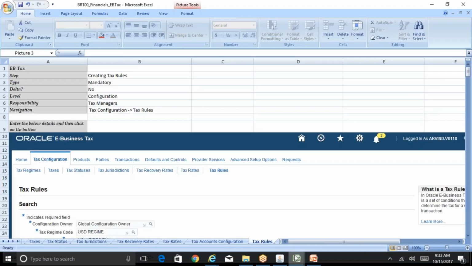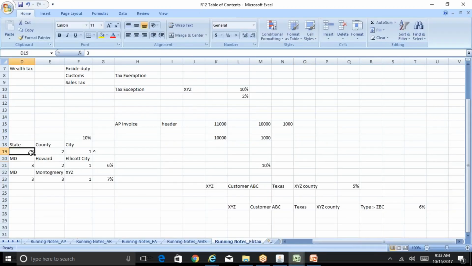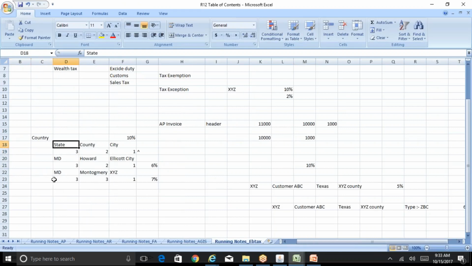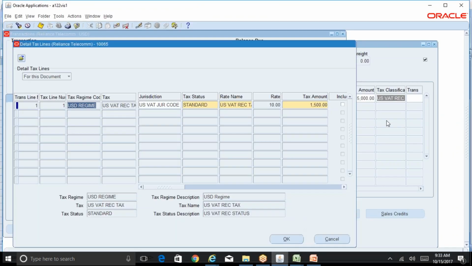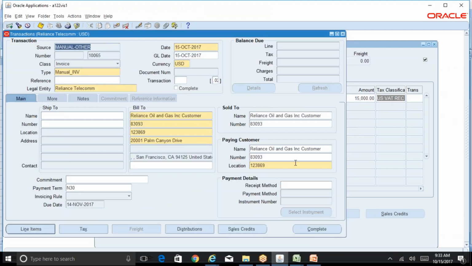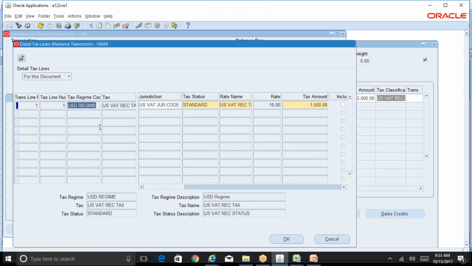If you remember, when I was talking about state, county, city under United States, under Reliance Telecom, where we are doing our configuration, I will create three jurisdictions: state, county, city. For state, I'll complete the setups with a tax rate of 3%, county 2%, city 1%. So now ideally it should calculate an overall 6%. You need not do anything. As I said, ignore this particular tax classification code. In R12 you should ignore this. To get into more details of the tax, you need to click on this particular tax button. You will have three rows here.